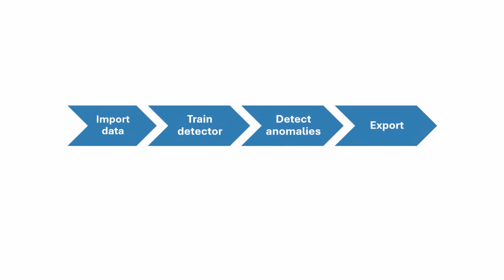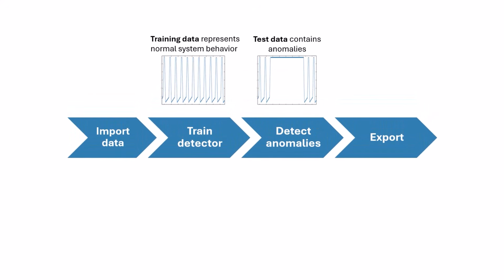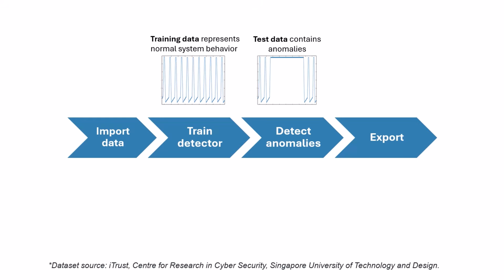Throughout this workflow, you work with two data sets, one for training and one for testing. The training data represents normal system behavior, while the test data includes some anomalies. The example we're going to demonstrate today uses sensor data obtained from a water treatment system test bench. The training data is normal, and the test data contains a few labeled anomalies.